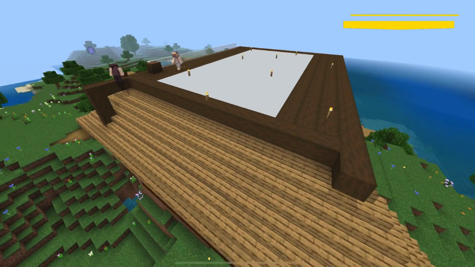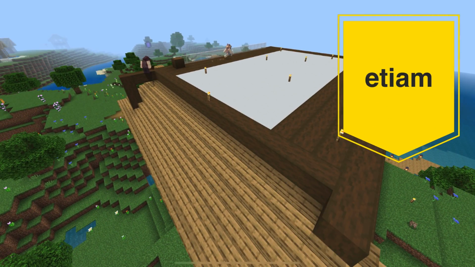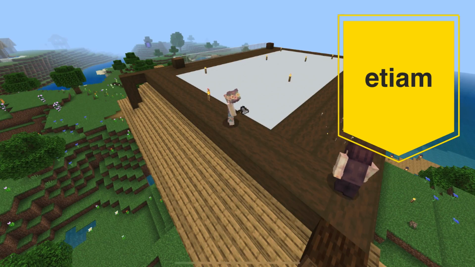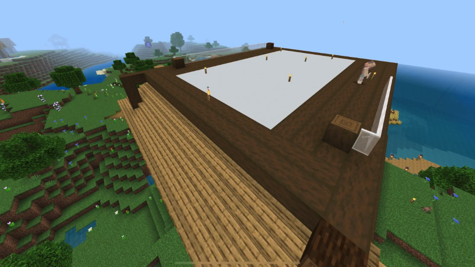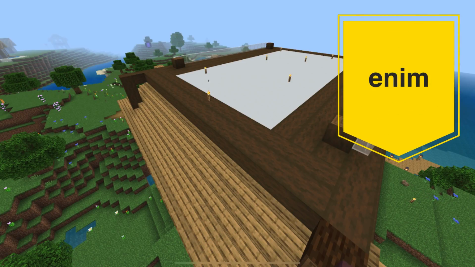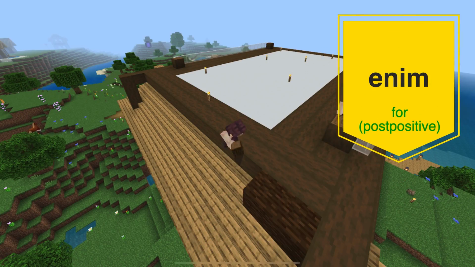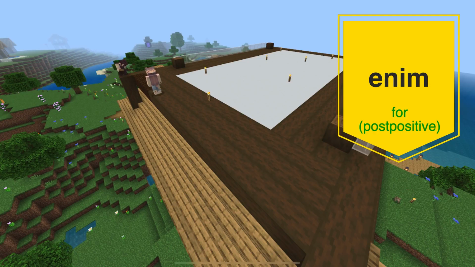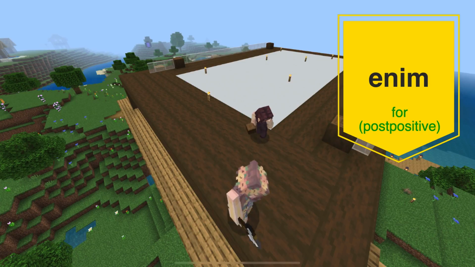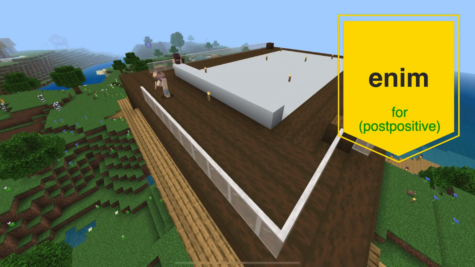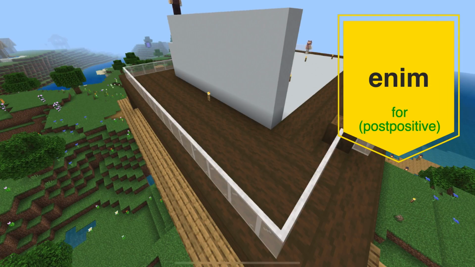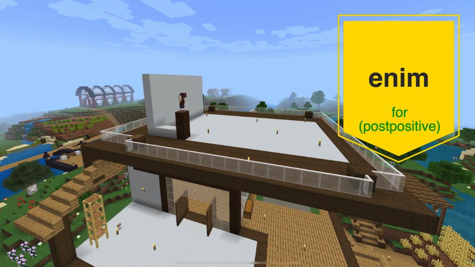Then we have etiam. This word means also. And then enim. This word means for, and it's a post-positive word. That just means that you're going to see it near the very beginning of the sentence, but not the very first word. Most likely the second word in the sentence. It means for. This is like for as in because.